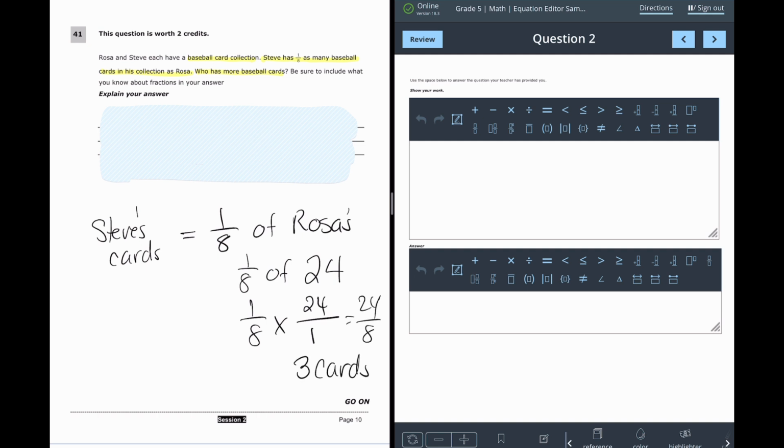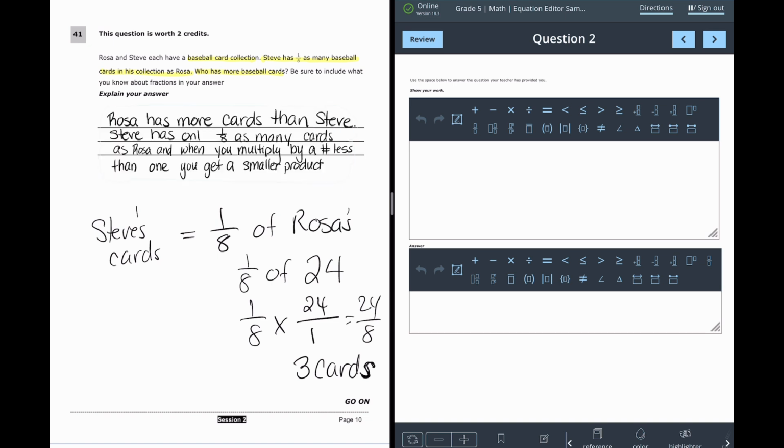So this is just an example so I can see what it means when I have 1/8 of the cards. So here's how I can explain that, and I want to make sure I'm including what I know about fractions. Rosa has more cards than Steve. Steve has only 1/8 as many cards as Rosa. And when you multiply by a number less than 1, you get a smaller product. Okay. So that's definitely showing something I know about fractions.